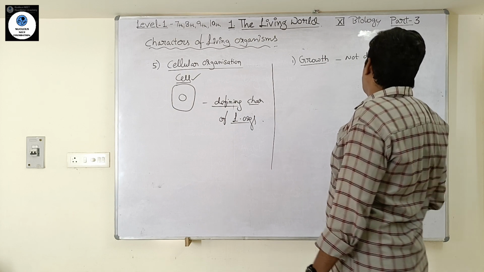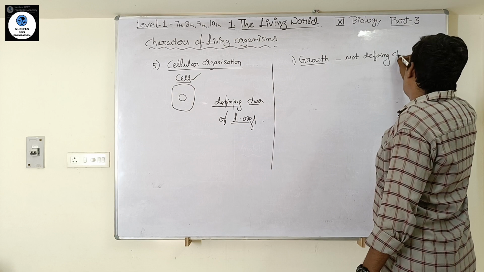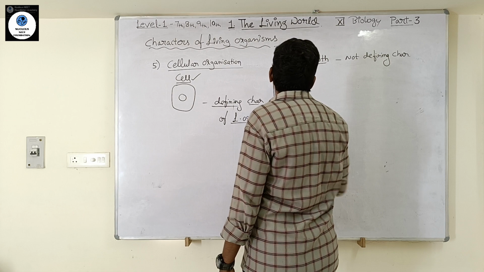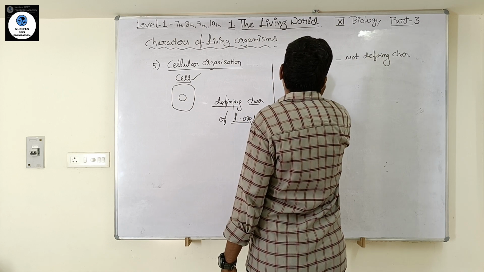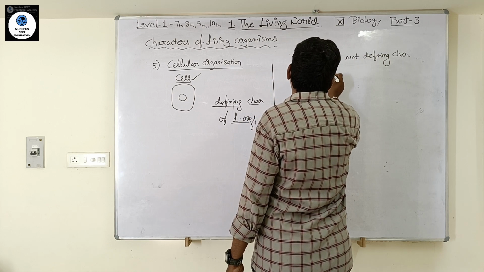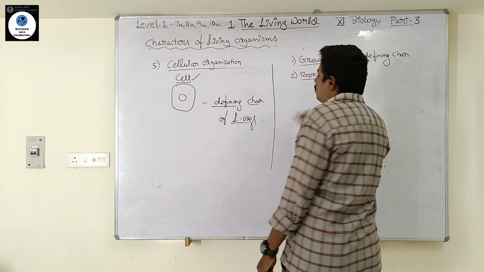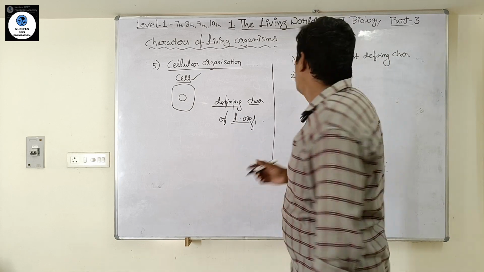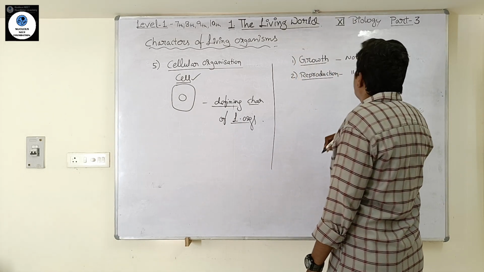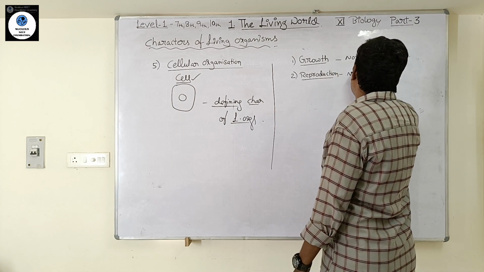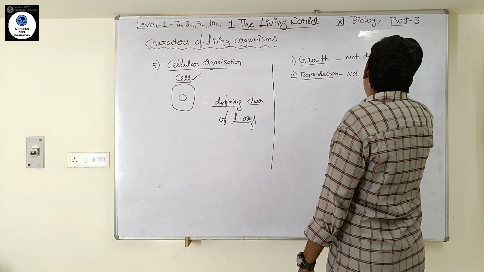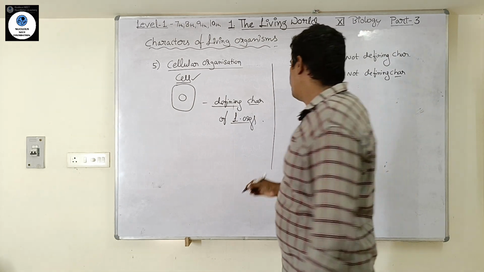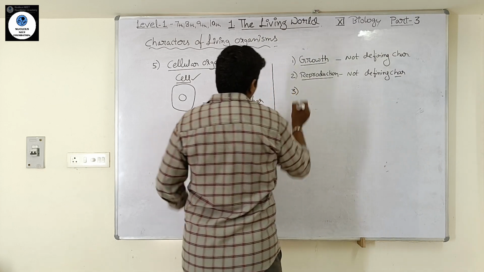It is not a defining character of living organisms. Okay. Second, what we discussed after growth? Reproduction. Is it defining or not, reproduction? Since reproduction is not seen in some organisms like the sterile worker bees and mule, even reproduction is also not a defining character of living organisms.